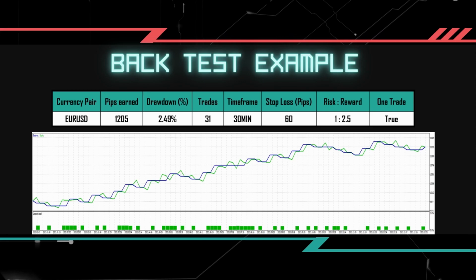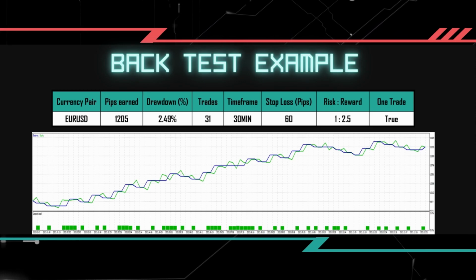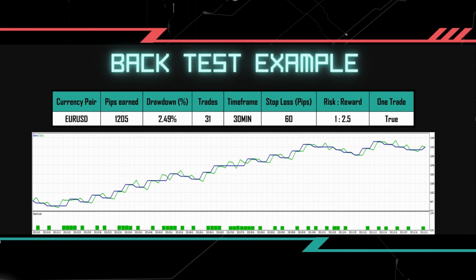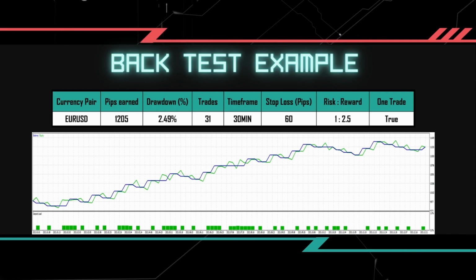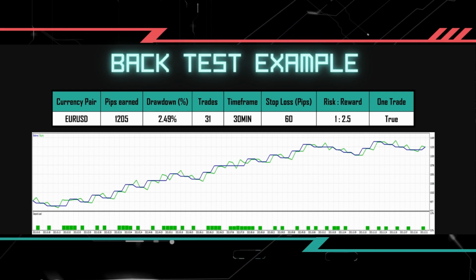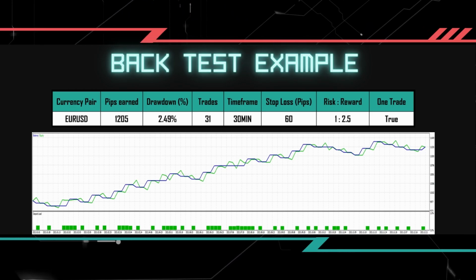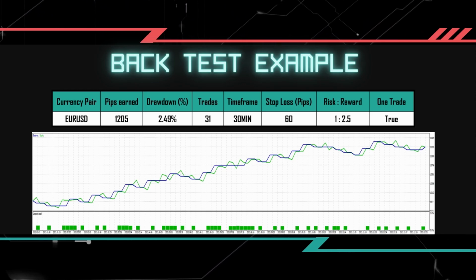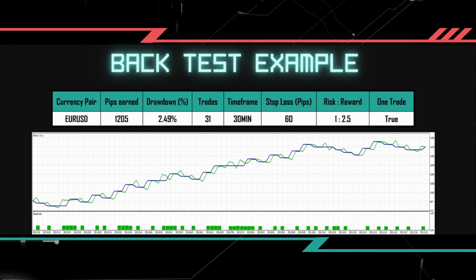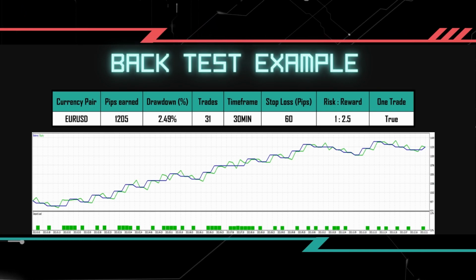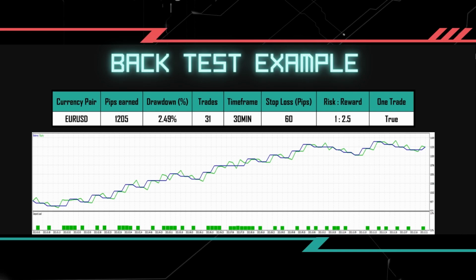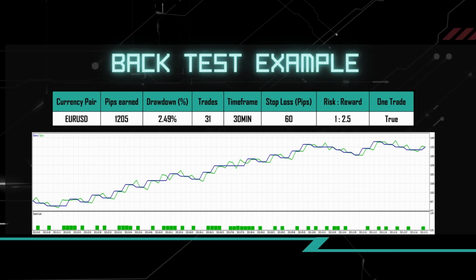There were a total of 31 trades executed in 2021. The maximum drawdown on account was very low, sitting at only 2.49%. This strategy was able to earn a total of 1,205 pips in 2021. Looking at the equity chart, we can see that this strategy was having a consistent profit throughout the year. Indeed, it is one of the most profitable strategies.